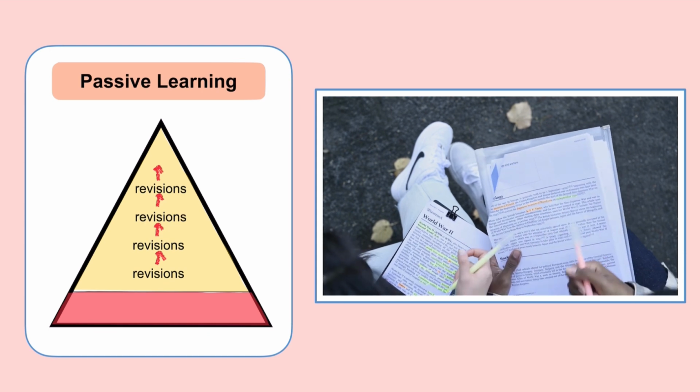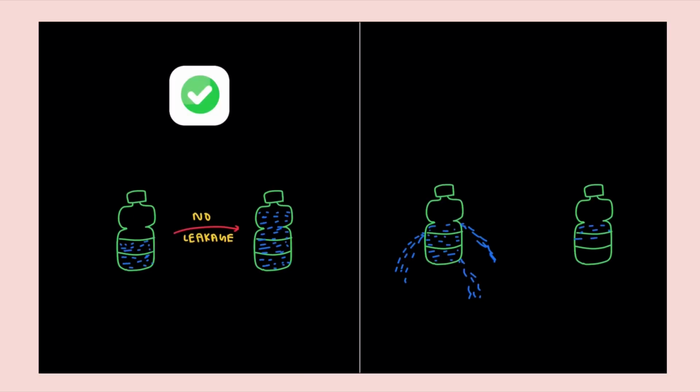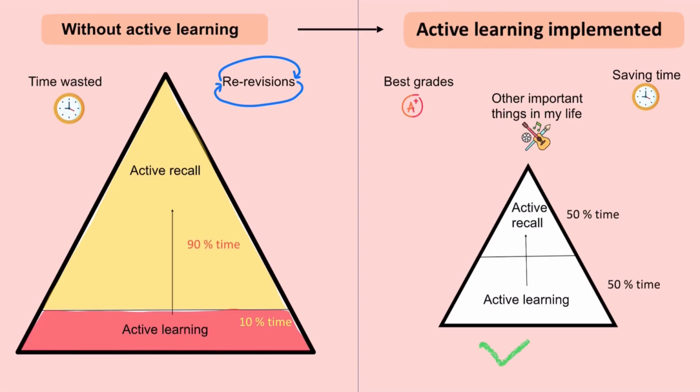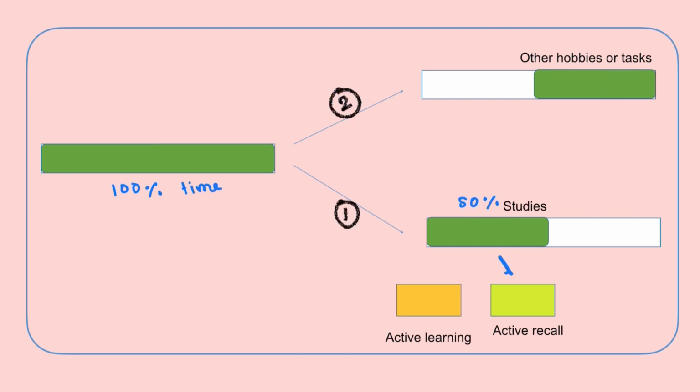In my earlier video, how to efficiently learn any topic fast, I have already talked about the problem of re-revision and why we should learn efficiently so that we can save more time as fewer revisions are required and enjoy other important things in our life. The link will be given in the description box.